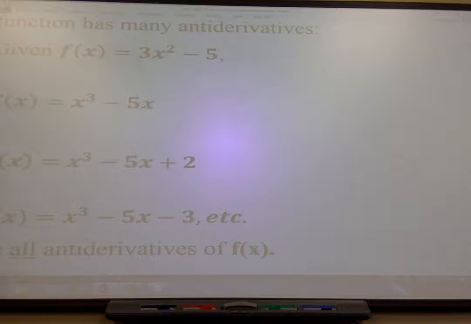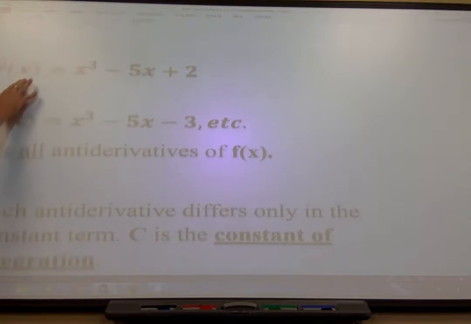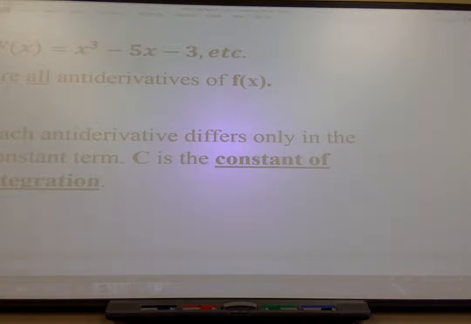What if I took the derivative of this capital F? So do you see they're all the same except for that constant that's added there? So in general, this is what we could say. All right? Okay? Only differs in the constant c, which we call the constant of integration.